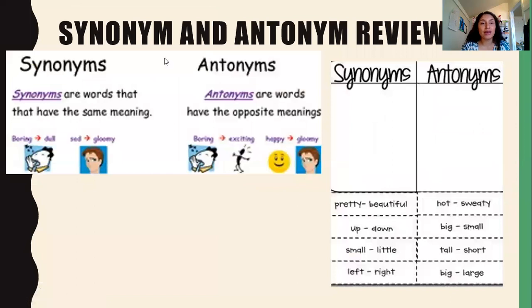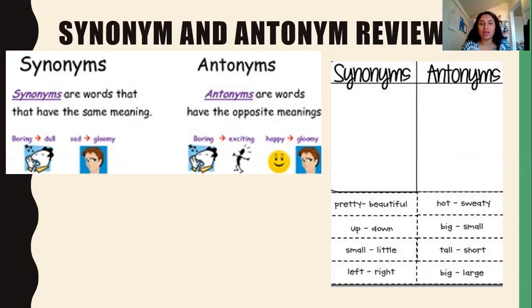Now I'm going to go ahead and review synonyms and antonyms, okay? So remember that synonyms are words that have the same meaning, and antonyms are words that have the opposite meaning. So here we have the word boring, which means dull, and that is the same meaning. Or if we say sad and gloomy, same meaning, and that is a synonym, okay? That is the words that are the same. Antonyms have the opposite meanings. So boring, exciting, happy, gloomy.